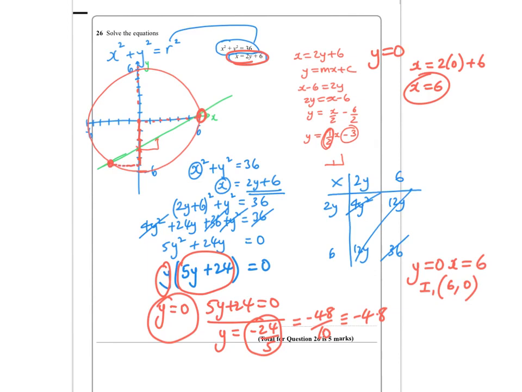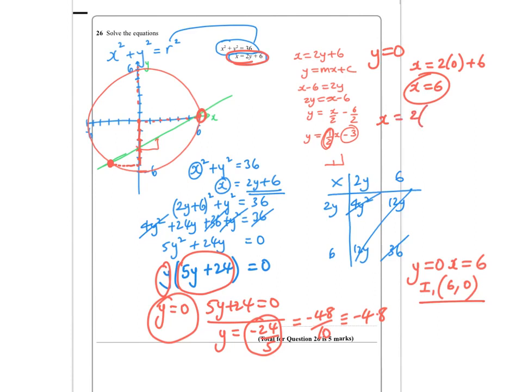That does kind of coincide with what we said. So that's one coordinate we've got here. We now need to find the other one. So we've got y is minus 24/5. So we just plug this into this equation.